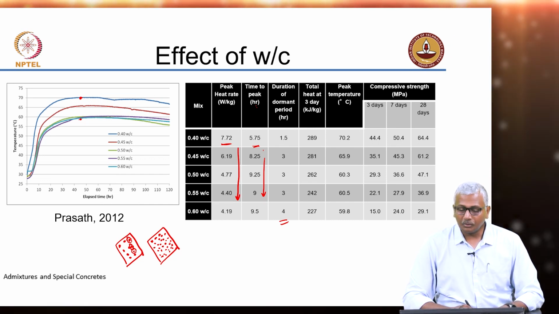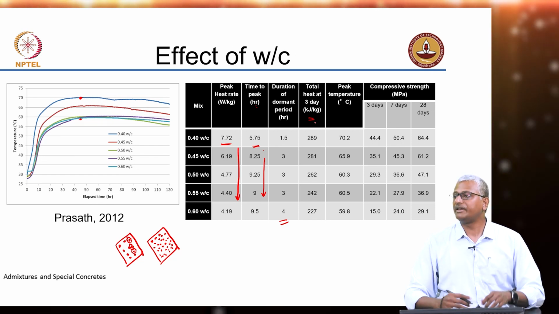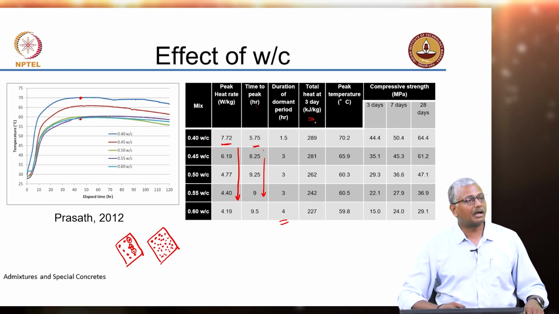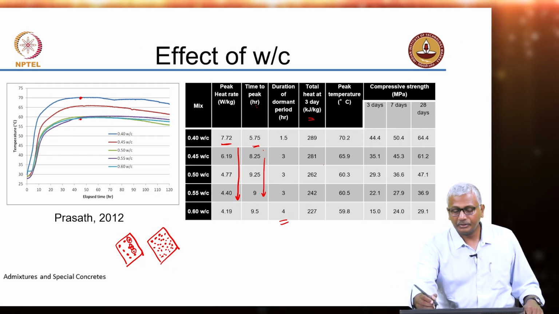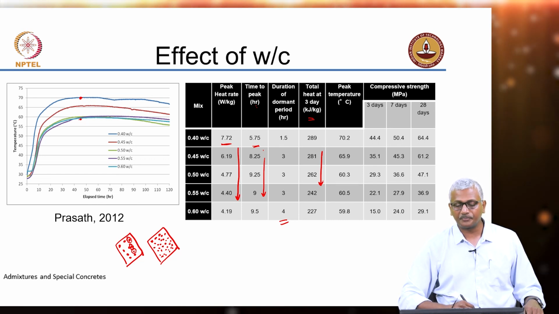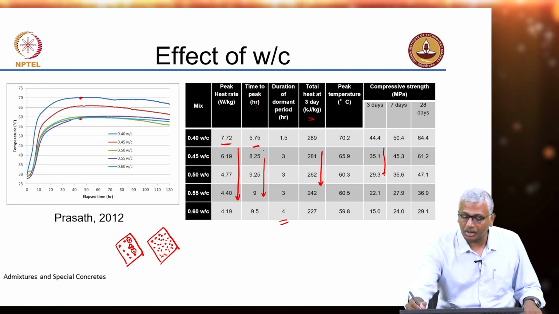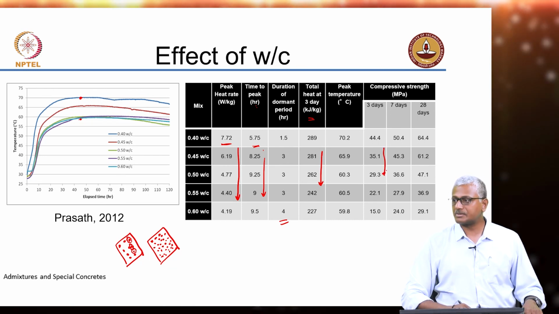Now, your total heat at 3 days is the amount of heat that is accumulated by the system up to 3 days of hydration. Again, you can clearly see this is going down as you increase the water to cement ratio, and you can readily imagine, yes, the strength also will go down as I increase the water cement ratio.